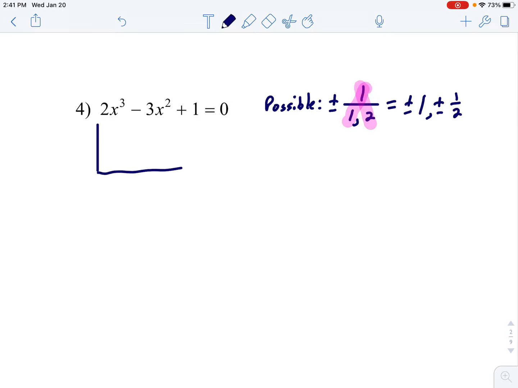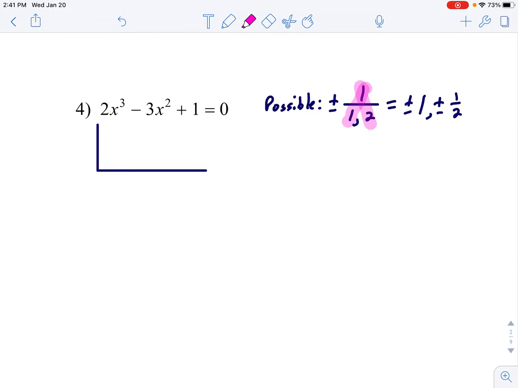Oops. I guess I kind of forgot one detail. There are, again, 3 roots. We have to find all 3 of them. And we've got a list here of 4 possibilities. Positive 1, negative 1, positive 1/2, negative 1/2.